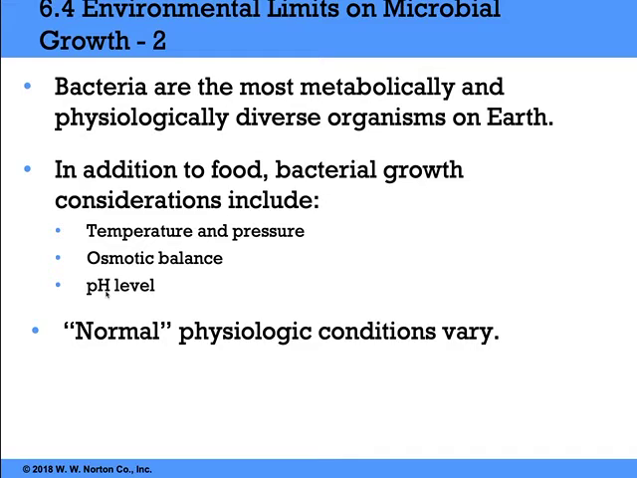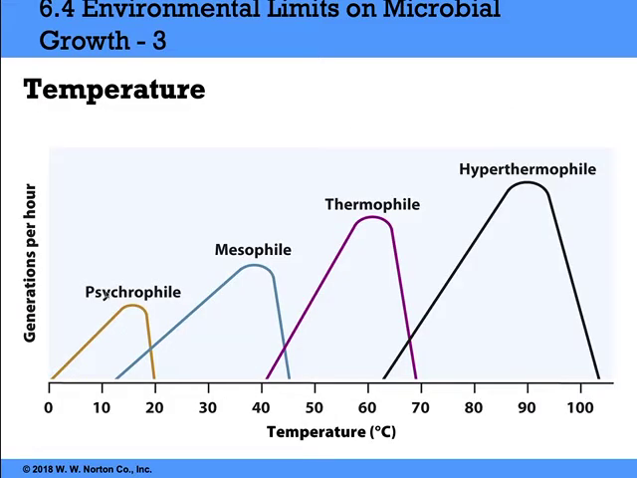You can find them near hydrothermal vents, which have basically the same composition as boiling battery acid. You can find them deep in the Arctic ice cores. It's amazing where you can find bacteria that you wouldn't think there could possibly be anything that could live. In addition to food, bacterial growth requires the proper temperature and pressure, the proper osmotic balance, and the appropriate acidity, the appropriate pH level. Okay? The optimal conditions will vary depending on the kind of organism we're talking about.